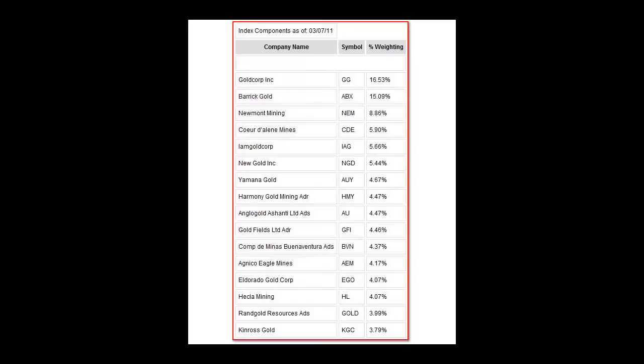Now there's another index called the XAU. These are miners that hedged their production.